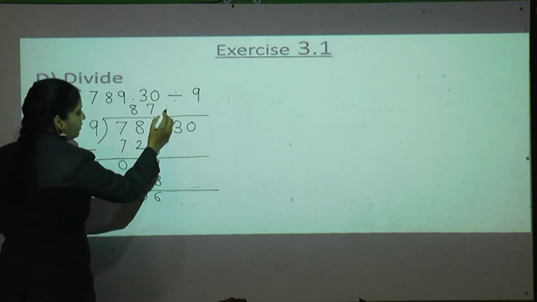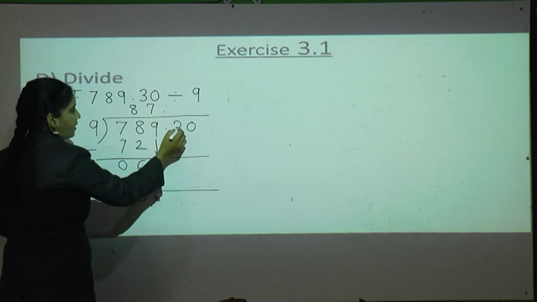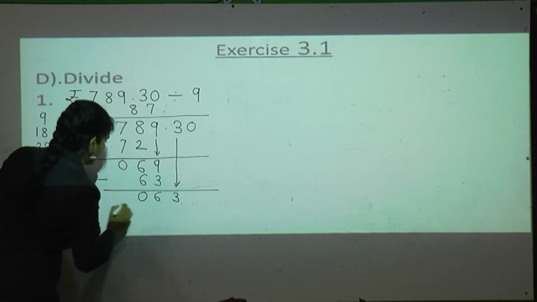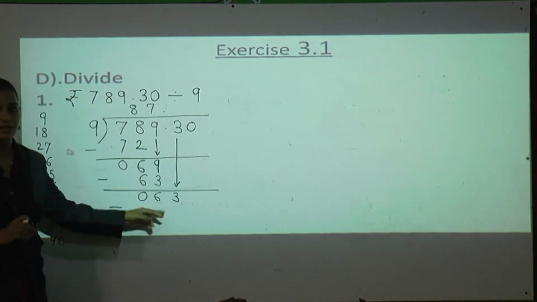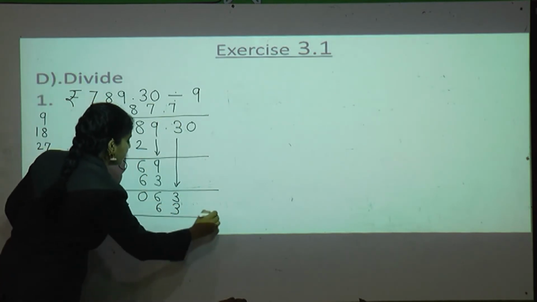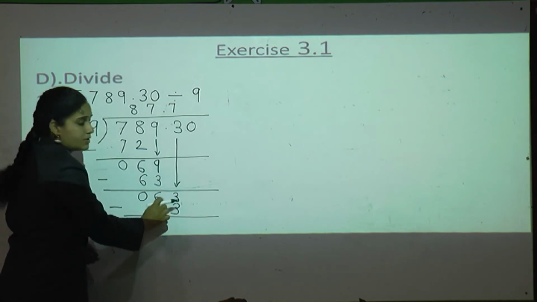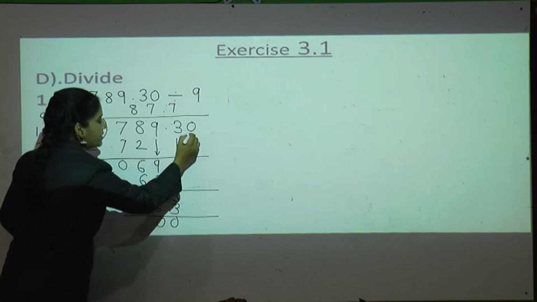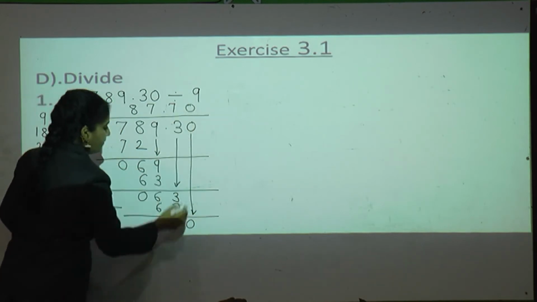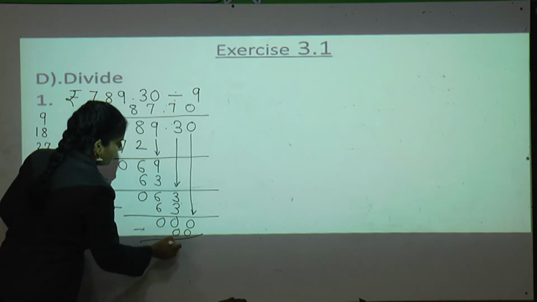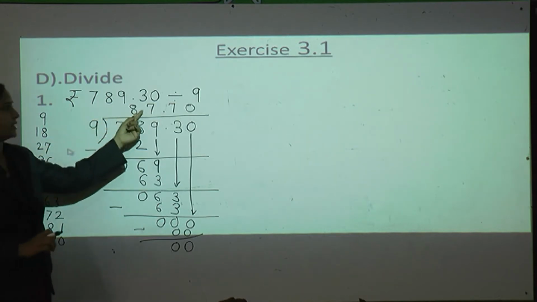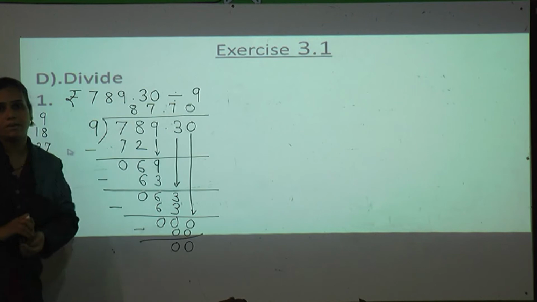Good. Now here, point, that's why here also give the point. So here take 3. So 9 7s are 63. That's why here write 7 and subtract it from 63. 63 minus 63, students, 0. Again take 0 here, so here again 0. So the remainder will be 0 and the quotient is 87 rupees 70 paise.